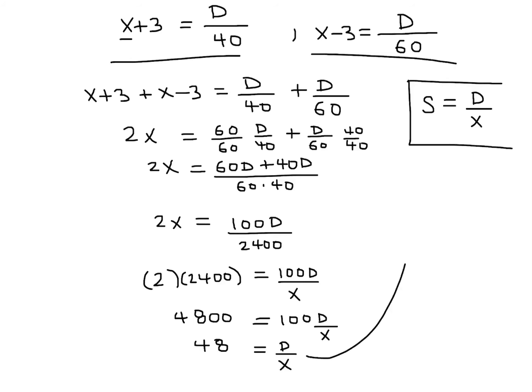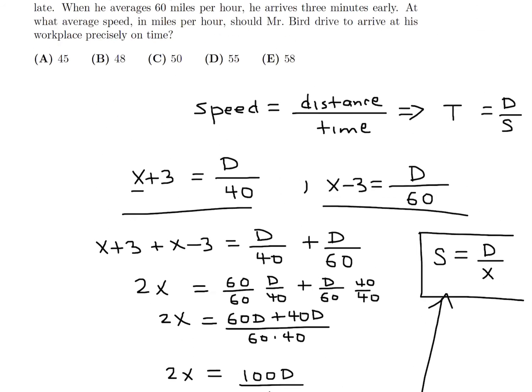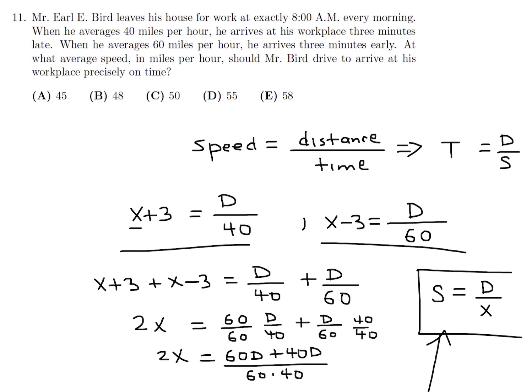And that's exactly what we want. d over x is equal to 48, and that represents a speed. So his speed is 48 miles per hour when he arrives at work precisely on time. So number 11, the answer is B.